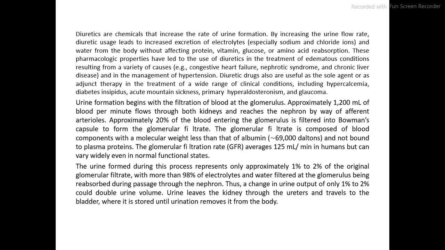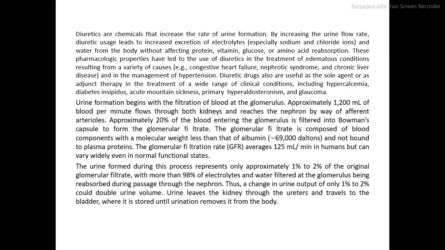So by these factors, how much amount of ions and how much amount of water is excreted as urine is determined. Now regarding the normal physiology of urine formation, there are two important functions of the kidney.